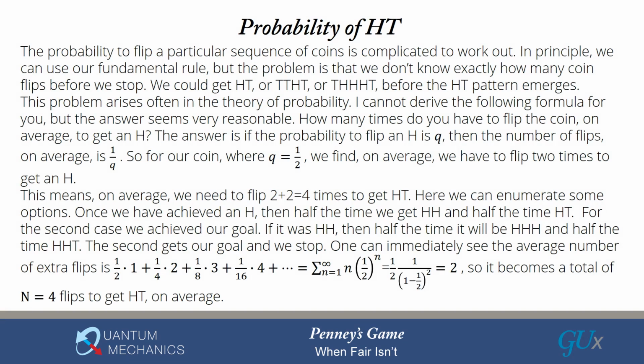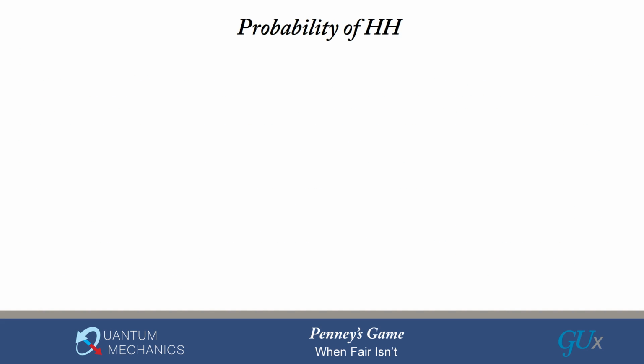Okay, that number seems very reasonable. 2 flips to get heads, 2 flips to get tails. And so your question would be, well, shouldn't that be the same in the case for heads heads? And here's where the rub is. It turns out that it isn't. It's more difficult to calculate this case.